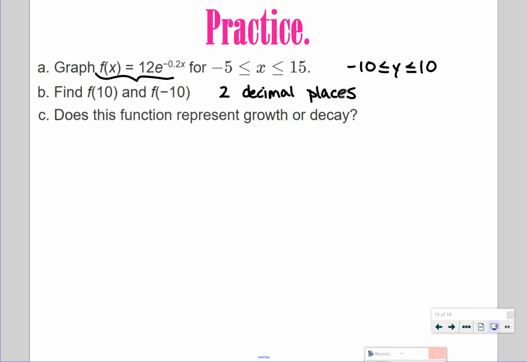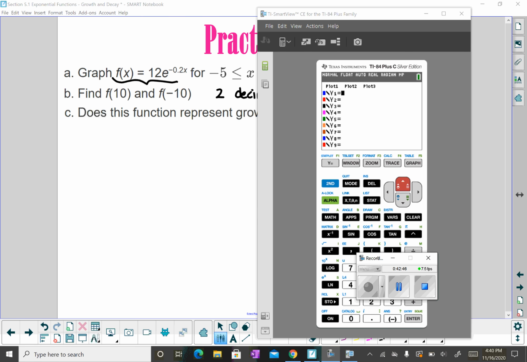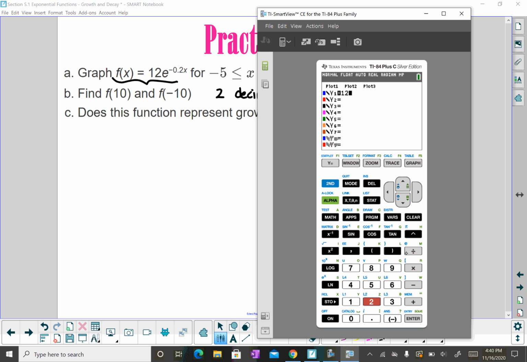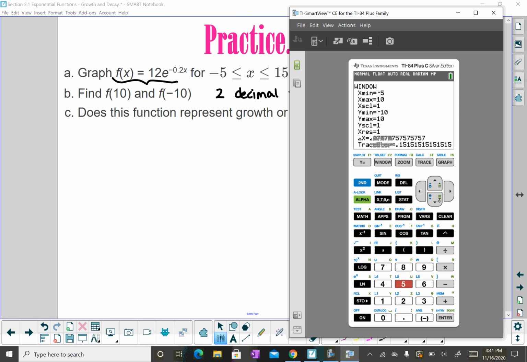Okay, so let me pull up my graphing calculator here for you guys. Okay, so I'm going to go ahead and type this equation in, y equals 12, and then to get my e, remember that's above the division, so we're going to hit second division. That gives me my e, my exponent key, -0.2x. I'm going to change my window a little bit. My x min, I want to be -5, and my x max, 15. X scale, I'm just going to keep the same, and then y min and y max we said we can leave as -10 to 10. So let's hit graph and see what this looks like. There's the picture of my function.